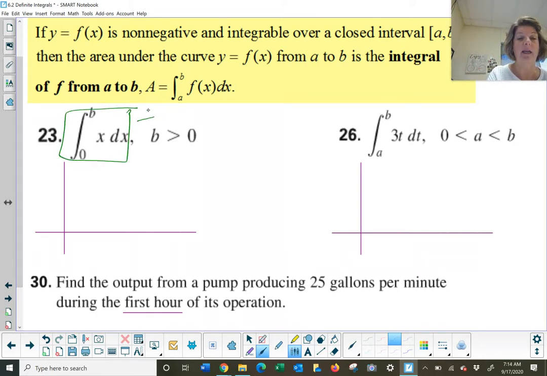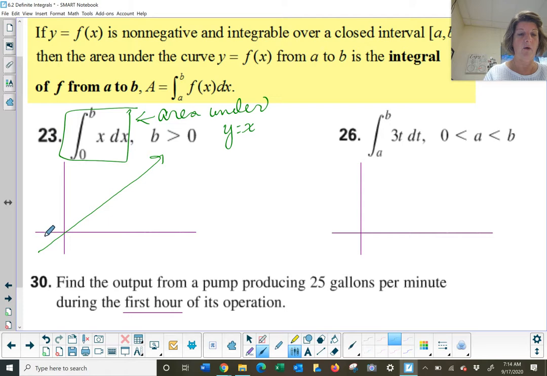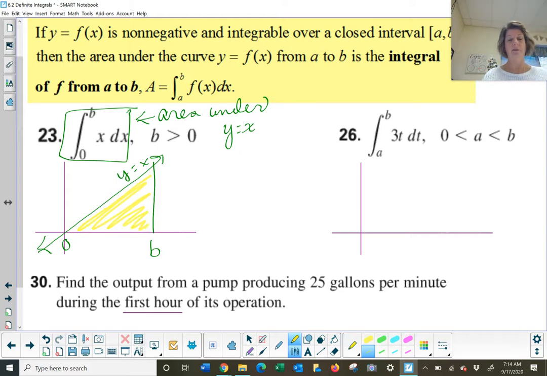So I know that I can calculate the area under the function y equals x. And if I did this, I could just throw on the equation y equals x, and I want to go from 0 out to b. And now what I want to do is capture this area under the curve.